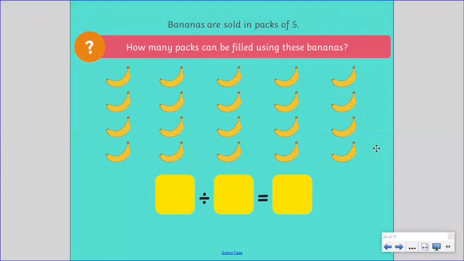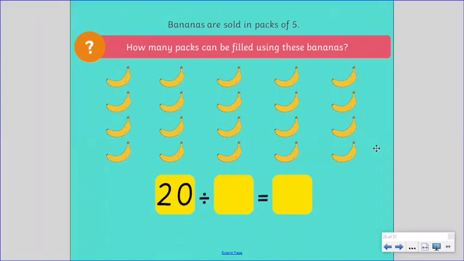Bananas are sold in packs of 5. How many packs can be filled using these bananas? To get the first number, we need to count up the amount of objects in total. So count up the number of bananas. How many are there? Have you counted them? There are 20 bananas in total.